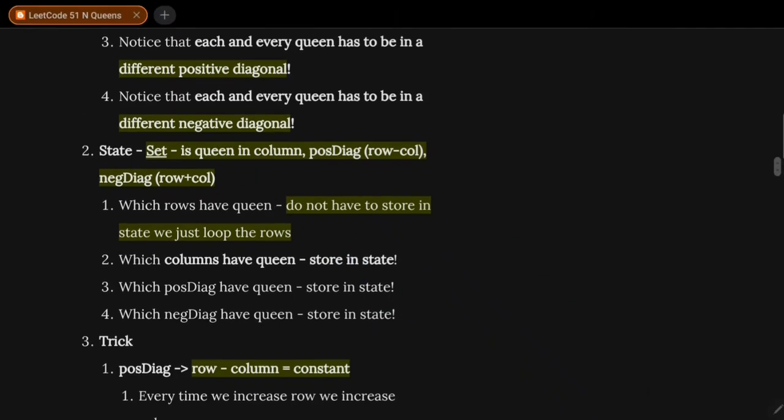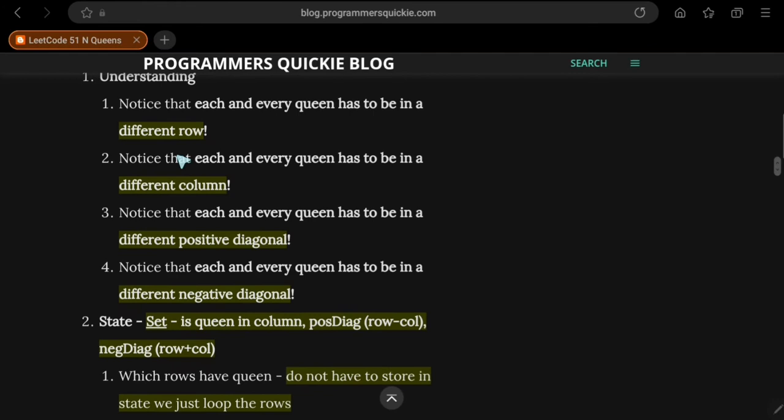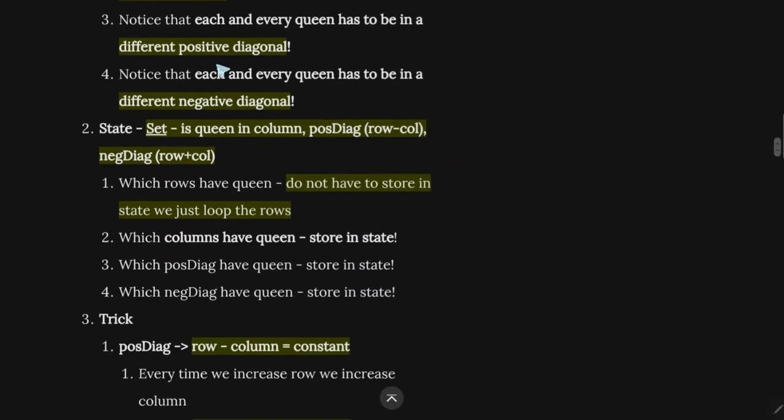Do we need to store the row in the set? No, because we are going to scan by row. So when we get to row 2, we already placed the queen on row 1. We would not consider row 1 twice in this case.